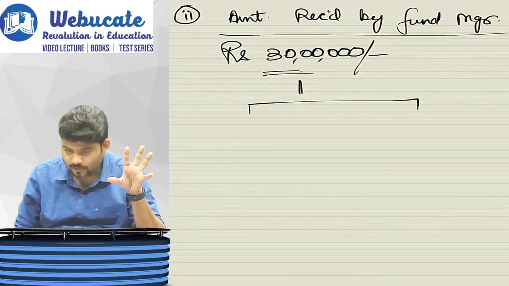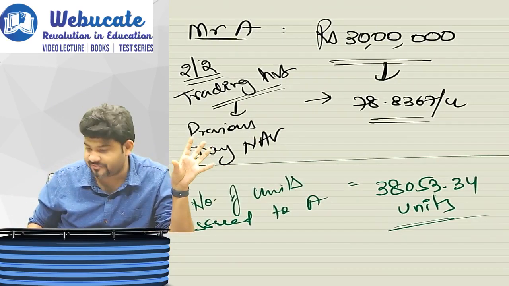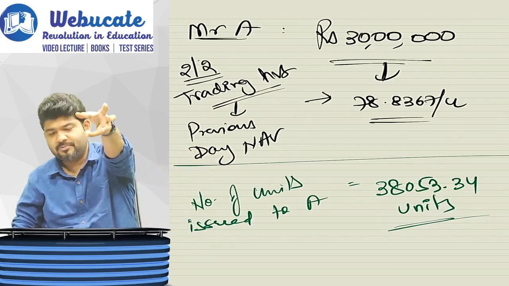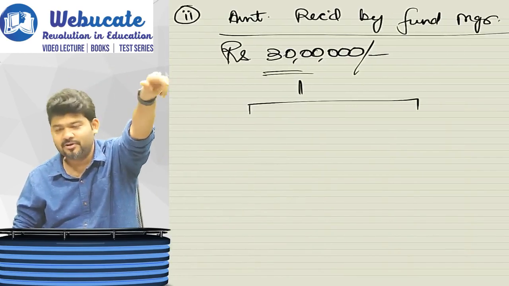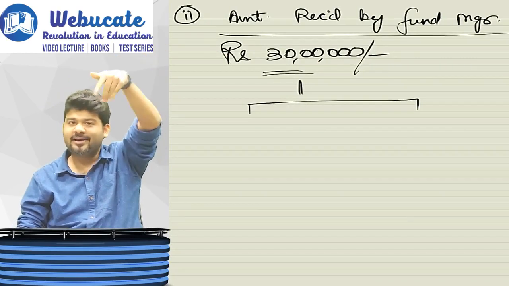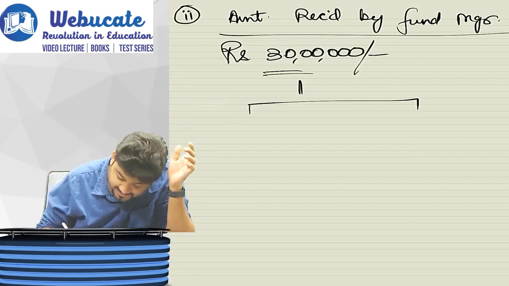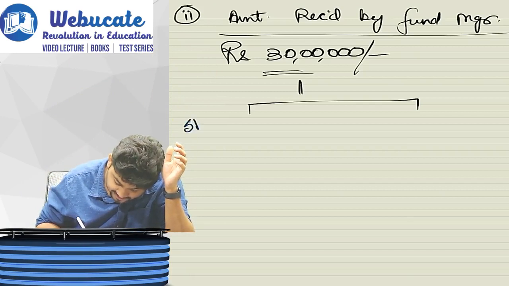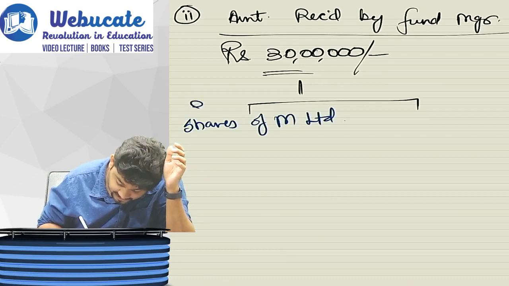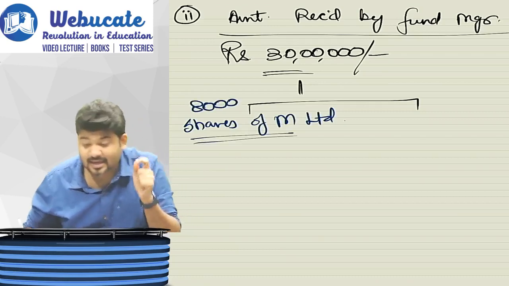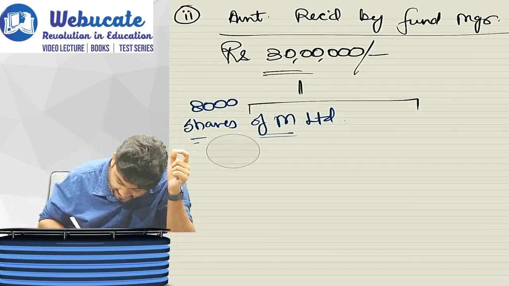Clear? Okay. Now, we have received 30 lakh rupees. For that, we have given him 38,053.34 units. So, we gave him 38,053.34 and told him go home now. Whenever you want to resell it, check the NAV and come back. So, now the 30 lakh rupees that we have received, we will invest. They have clearly said that we will invest this in shares of M Limited, and they have specifically told that they will purchase 8,000 shares of M Limited at the rate.